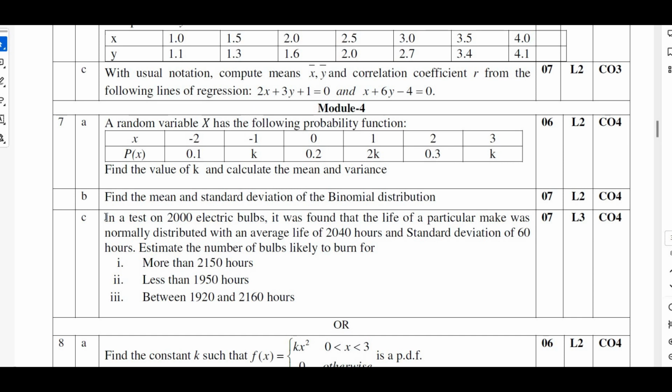So we will take the question number 7c. In a test on 20,000 electric bulbs, it was found that the life of the particular make was normally distributed. They have given the problem on normal distribution. So we'll see the solution, how to solve this kind of problem.